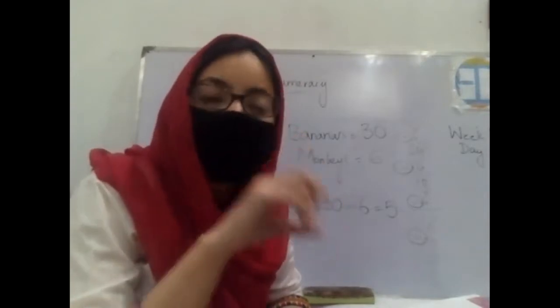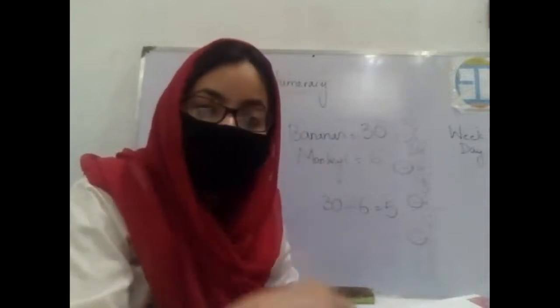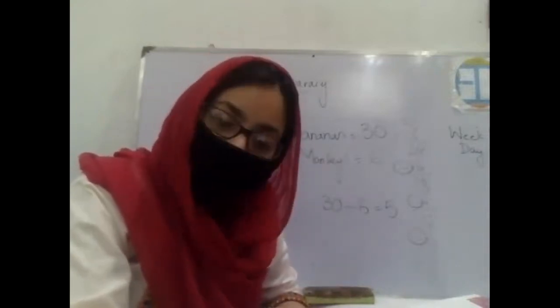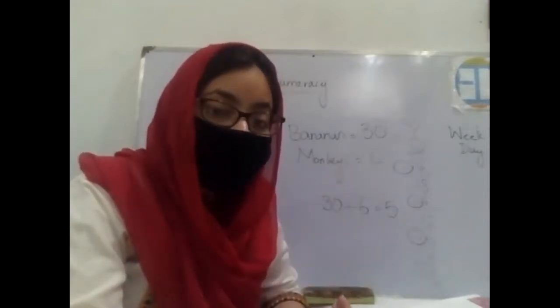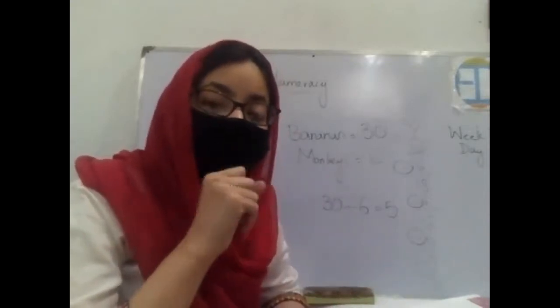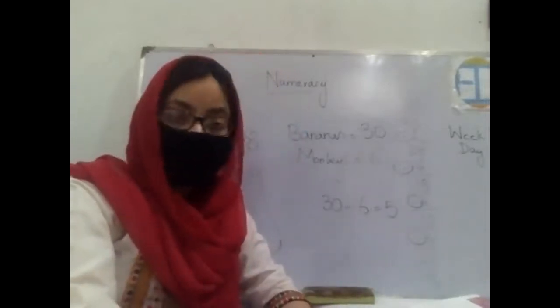Number of ice creams? 20. Number of girls? 10. Now 20 minus 10? 10. 10 minus 10? 0. How many times have we subtracted? 2. So this means that every girl will have 2 cones. Very well done. Look at the next question.